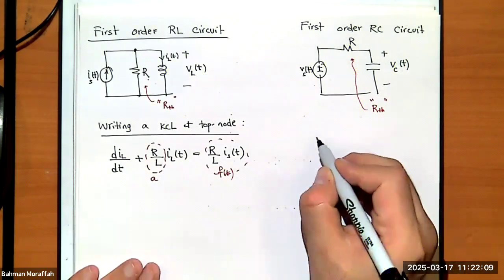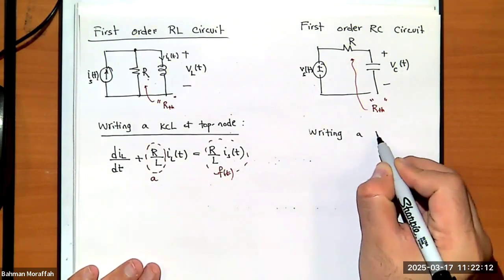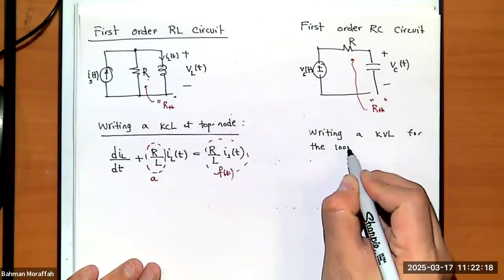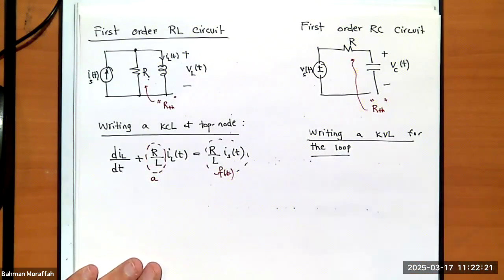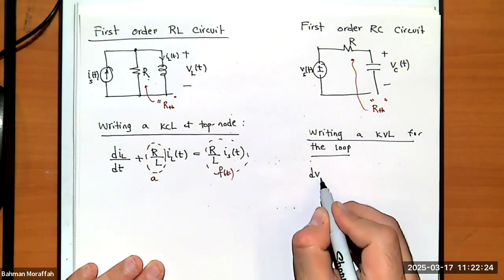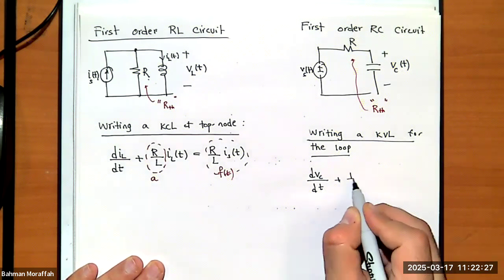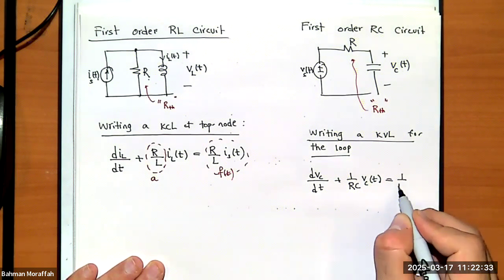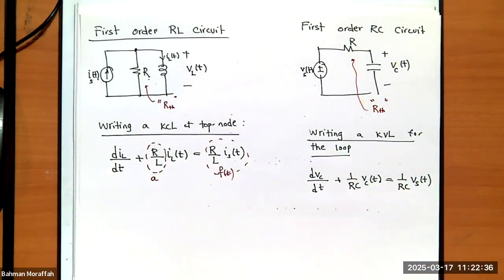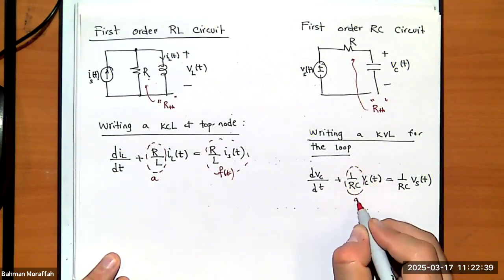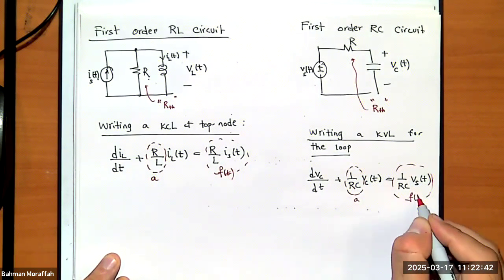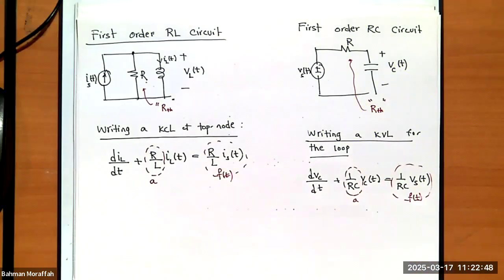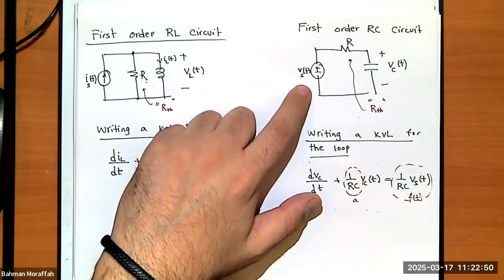And just by writing a KVL for the loop, we can get this differential equation: dVc/dt plus 1 over RC Vc of t equals 1 over RC Vs of t. And again, if I call this an A, call this f of t, this is a first order differential equation with the force function 1 over RC Vs of t, which is always due to the source that we have.